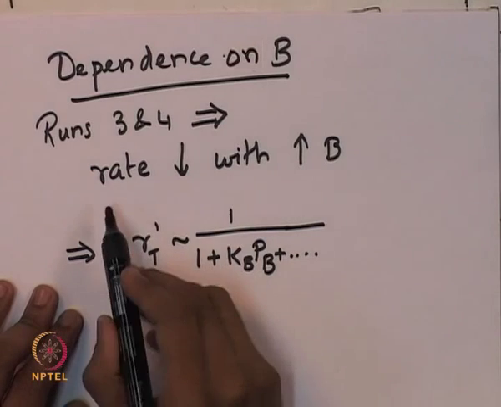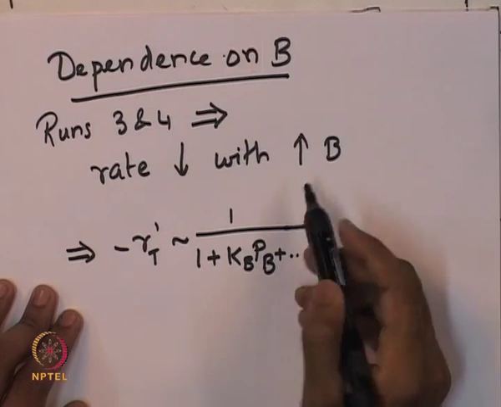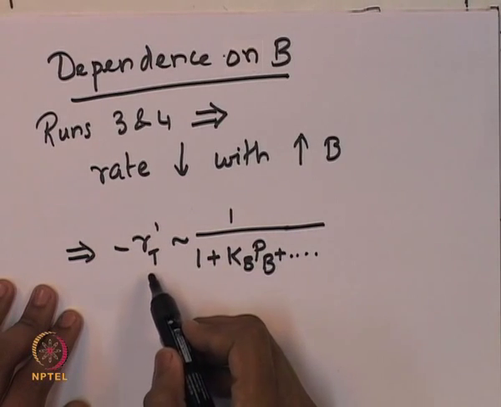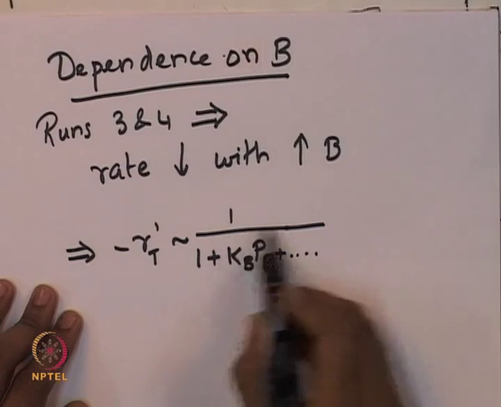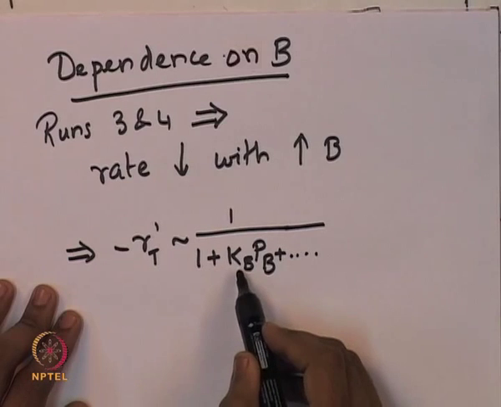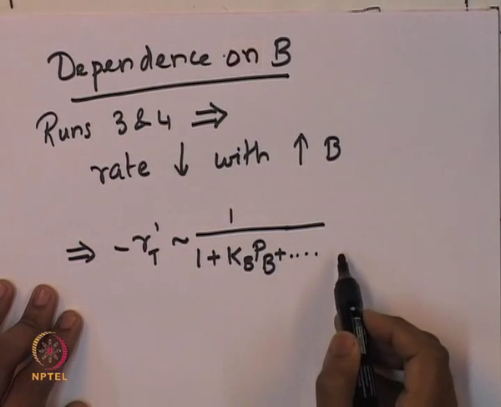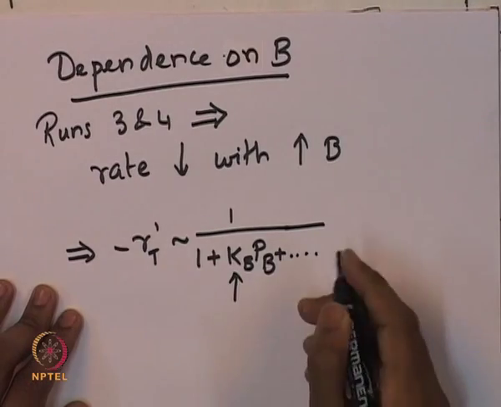This is because the rate now decreases with increase in the concentration of benzene, that is the partial pressure of benzene. Therefore, the rate of generation of toluene, which is RT prime, is approximately proportional to 1 by (1 plus KB into PB plus other components), where KB is basically the corresponding equilibrium constant.